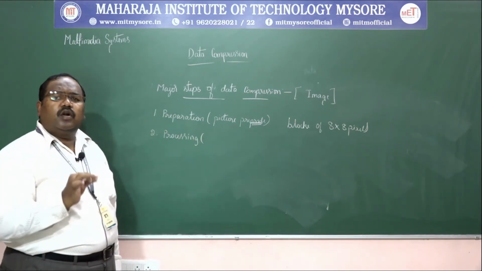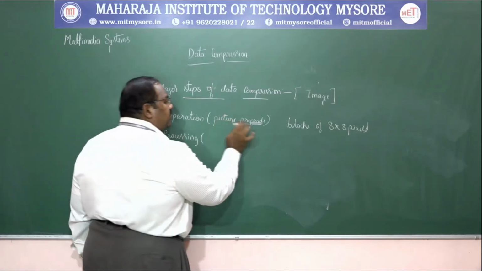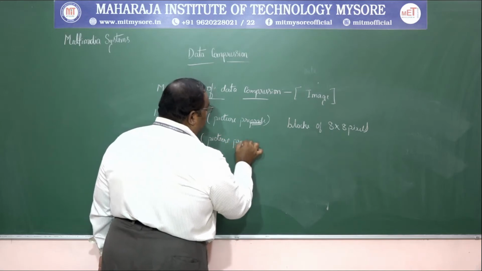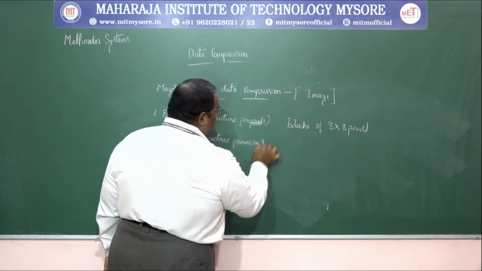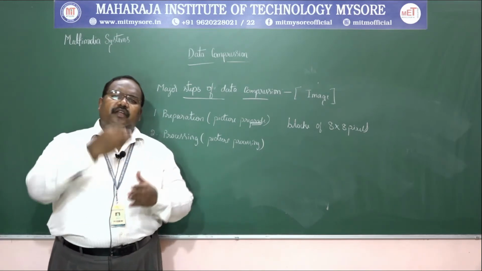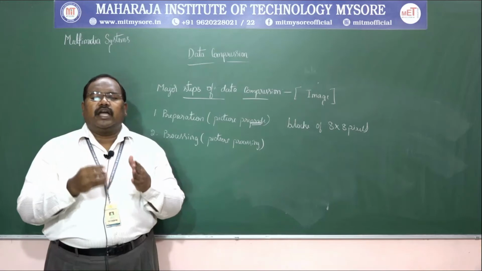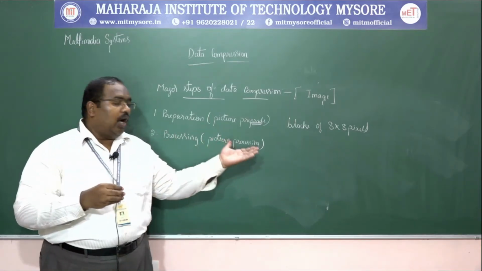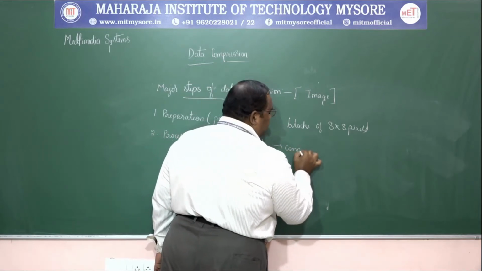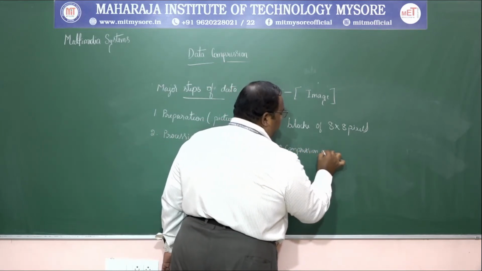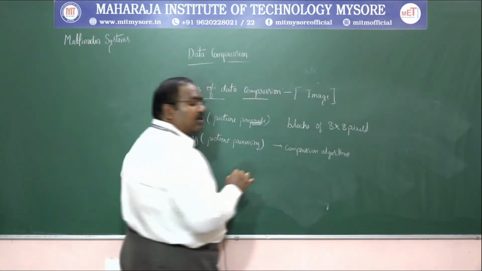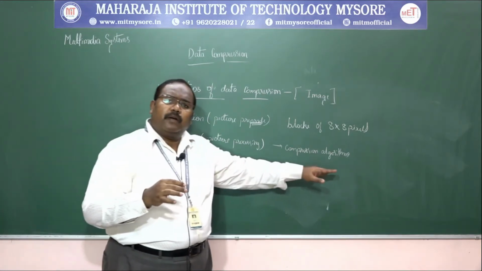This step is also called picture processing. Here it was picture preparation, here it is picture processing. What do we do here in the second stage? This is the initial stage from which various compression algorithms are actually used. We will see in later stages what the different algorithms are. In general, there are n number of compression algorithms.